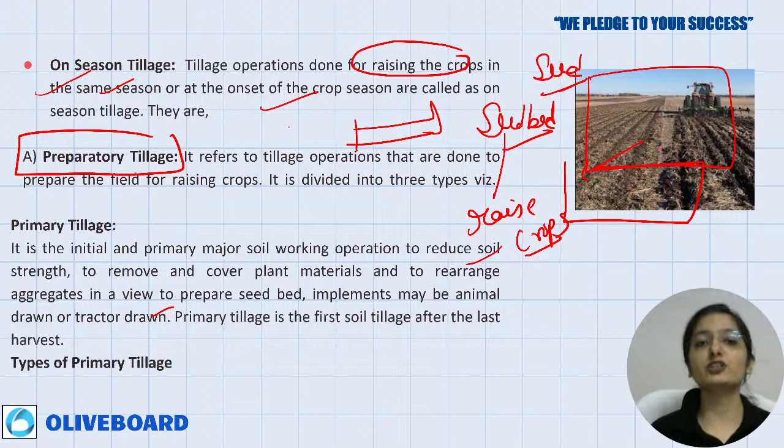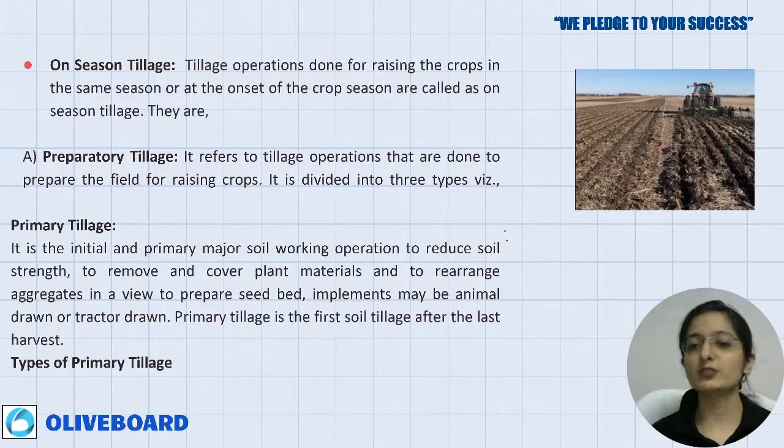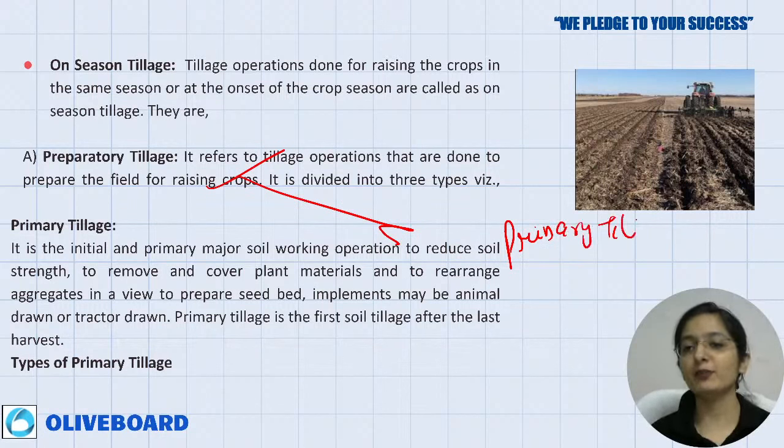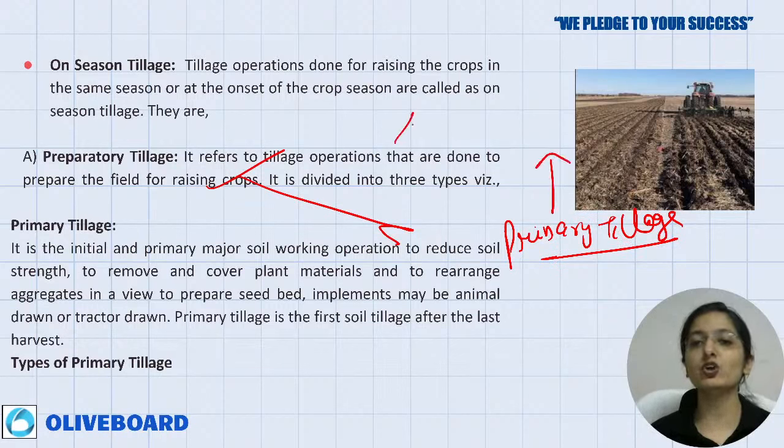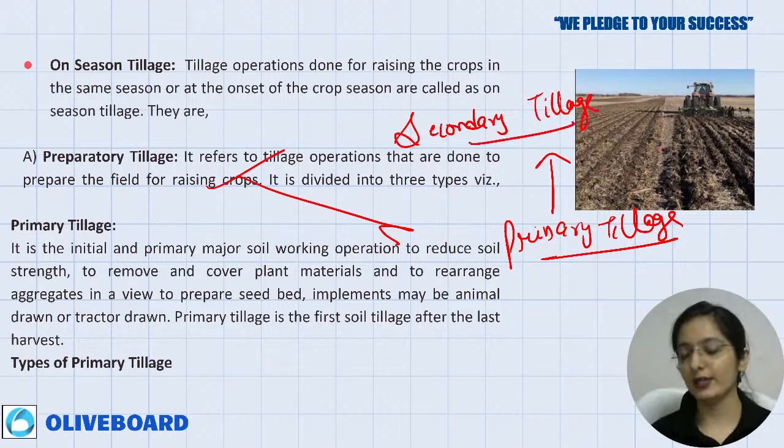So for that, first of all, preparatory tillage comes. To make your field prepared for raising the crops, what do you all do? You first of all go with primary tillage, right? So for this preparatory tillage, first of all you will go with the primary tillage. I'll let you know what happens in primary tillage. After primary tillage, you go with secondary tillage, right? Secondary tillage, and thereafter you finally move towards your seed bed.